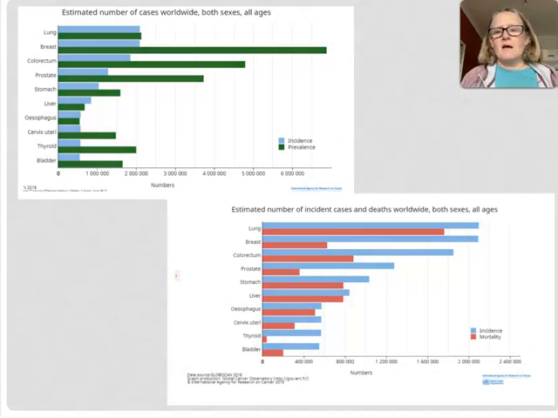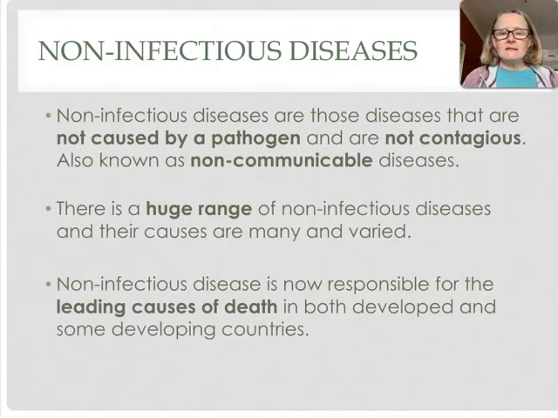So let's have a think about non-infectious diseases. They're not caused by a pathogen, so you cannot pass them from person to person in a contagious way. That's why we also call them non-communicable. It's a huge range. You can categorise them in all different ways. But what's really important for our inquiry question is that they do cause more deaths than infectious diseases in pretty much all the countries around the world. So let's have a look at some data about that.